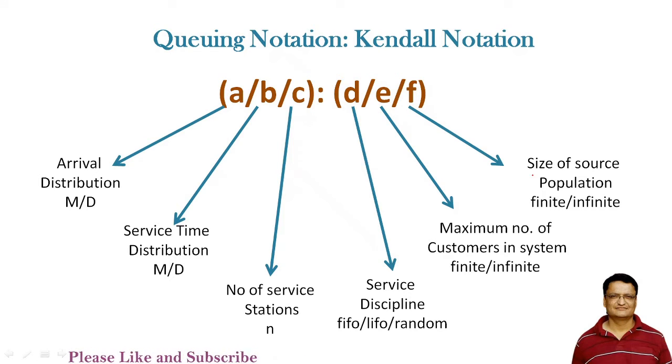Similarly, the size of source population. Again, there could be an infinite number of people from an infinite source who can come to a railway station, because anyone can go to a railway station for getting the services. But there will be some finite number of customers going to a specific bank because the number of customers is limited.